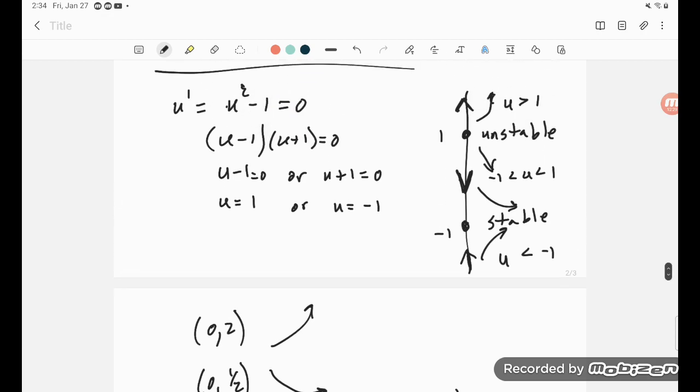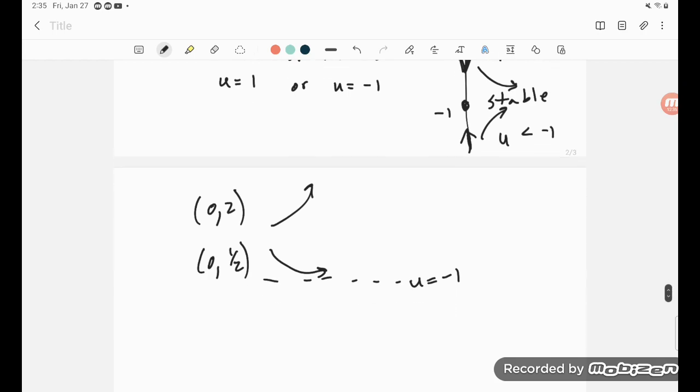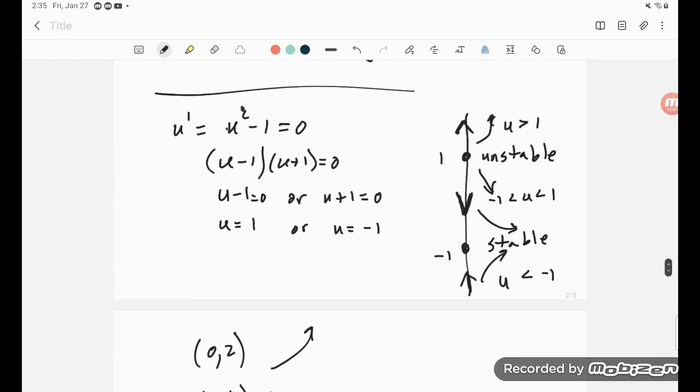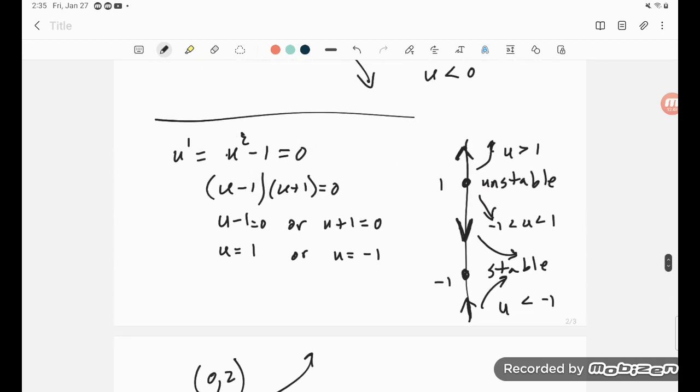And so from an autonomous equation and these phase portraits, I can learn a lot about at least the long-term behavior of a solution to a differential equation without having any idea necessarily how to do its antiderivative. Okay, so there we go. That's phase portraits.